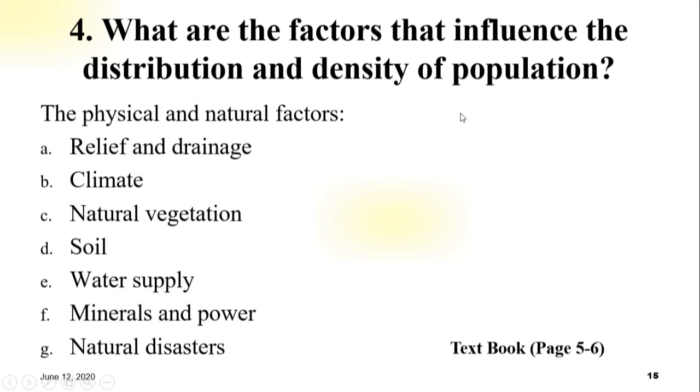Yeah, there are 1, 2, 3, 4, 5, 6, 7. There are 7 points: relief and drainage, climate, natural vegetation, soil, water supply, minerals and power, and the last one is natural disasters. All these points are physical and natural factors.